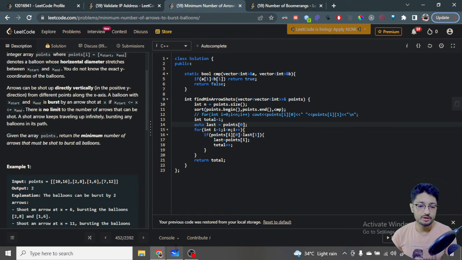Talking about time complexity, we have sorted, so O of n log n here, and then there's a for loop, that is O of n, but the overall time complexity comes out to be O of n log n due to sorting. And no extra space is required because sorting is in place, in the whole array only, and we use only constant variables. So constant space is required. So that is the time complexity and space complexity for this problem.